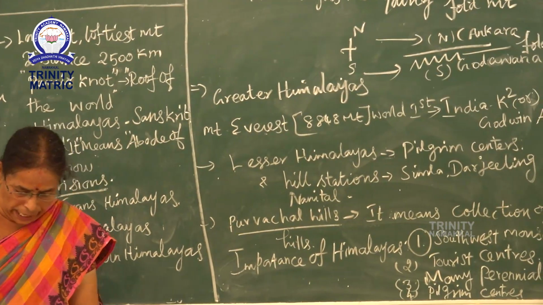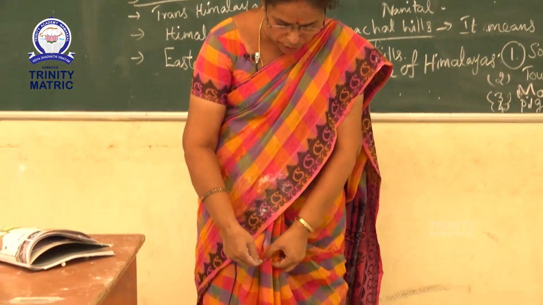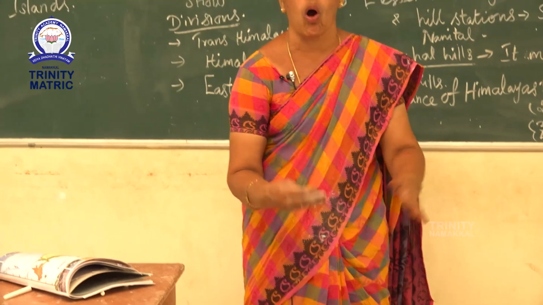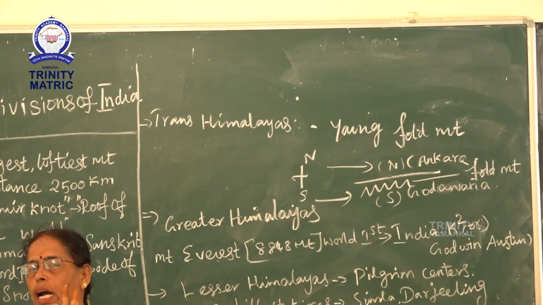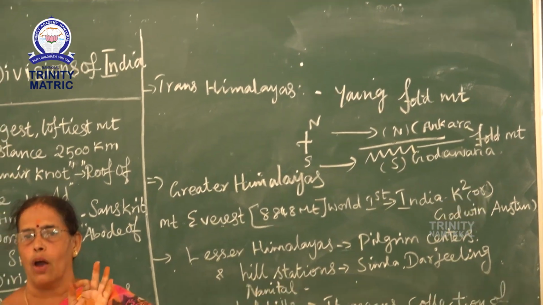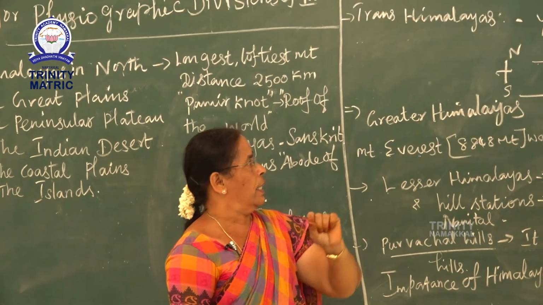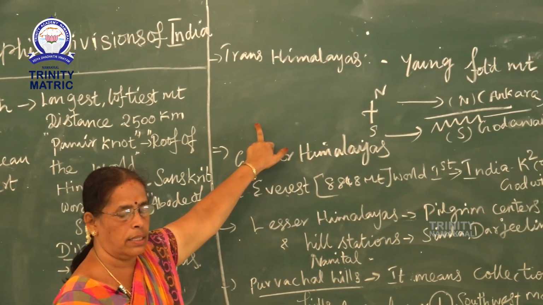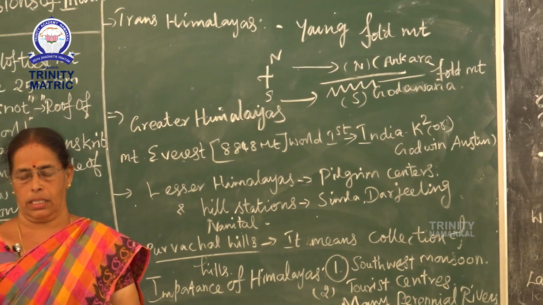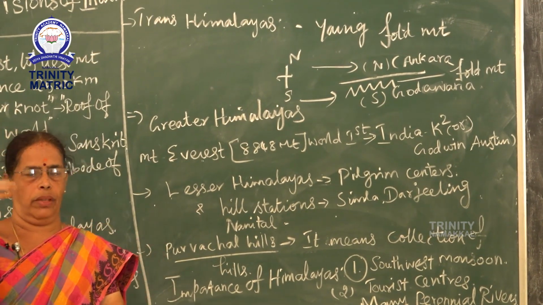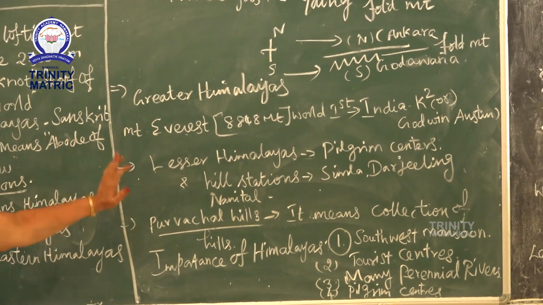So that is a fold mountain, like a sari. What is the meaning of fold? Here is one fold, 2, 3, 4. This is a fold, isn't it? So for example, the Himalayas are also fold mountains. F-O-L-D M-O-U-N-T-A-I-N-S. So that is the Trans-Himalayas, one of the divisions. Second, the Greater Himalayas. Why? It is the top, and the height is very great. That is called the Greater Himalayas.